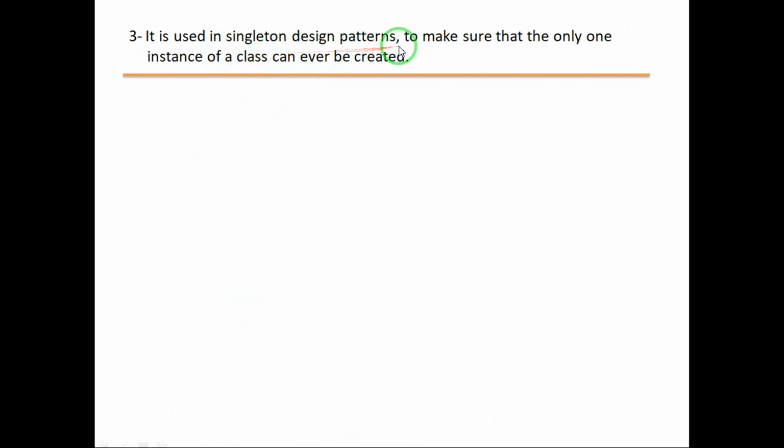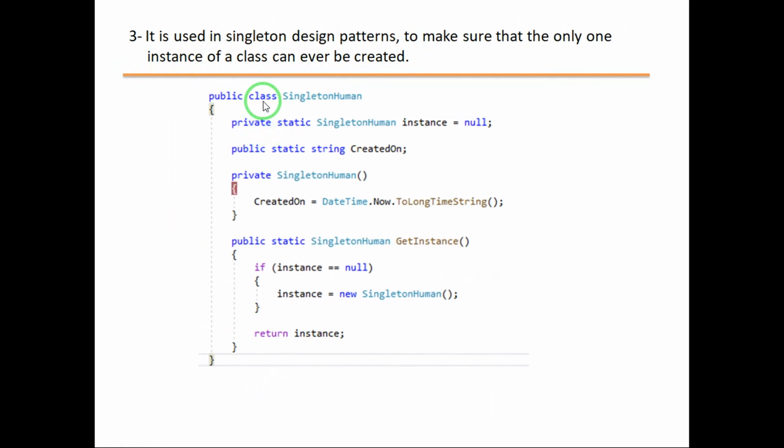A private constructor is used in the singleton design pattern to make sure that only one instance of the class is created. So we have a class SingletonHuman, and we have a property Instance, CreatedOn, a private constructor, and one method, GetInstance. What is GetInstance doing? If the instance is null, it creates a new instance and returns it, and if it is already there, it returns the existing instance.